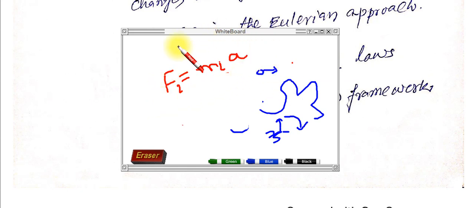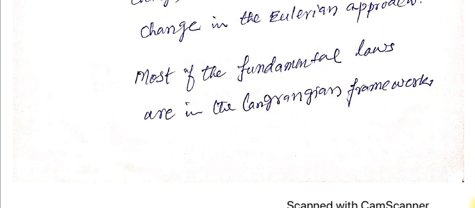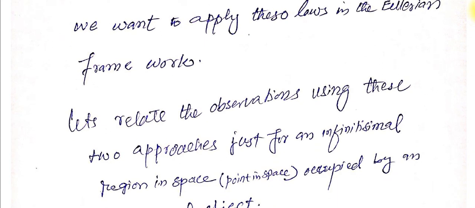So what should we do to get rid of this approach? Because the law is given in the Lagrangian approach, we have to do something to change this to the Eulerian approach. There we have some relation between these two approaches. Now we want to apply these laws in the Eulerian framework, so we will transform the Lagrangian framework to the Eulerian framework.